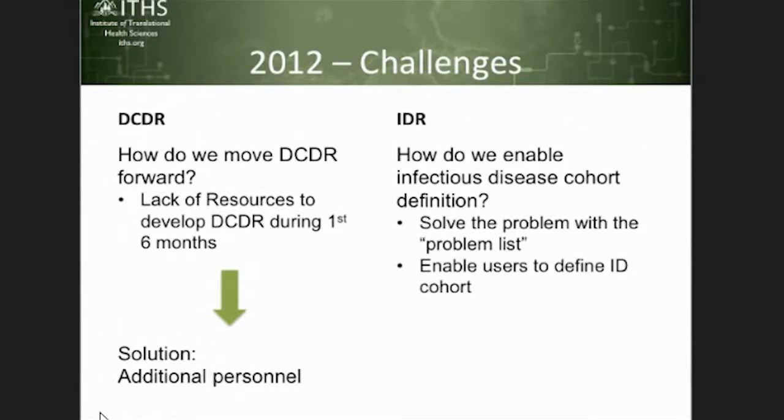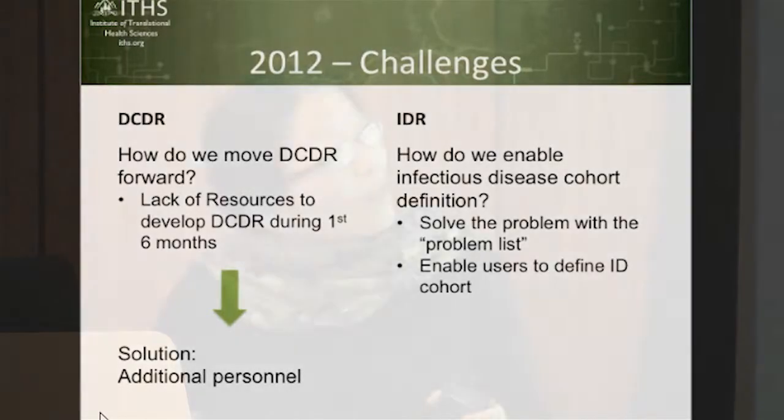For IDR, these were the two deliverables, right? So what were the challenges in 2012? There was this thing called the problem list, and I will explain what that is. And there was a problem with the problem list. In the next slide, I will explain what that is. And then how do we enable users to define an ID cohort? I mean, we have absolutely no researcher access to clinical data at this point. So how do we make that happen? At the end of 2012, there was no idea.